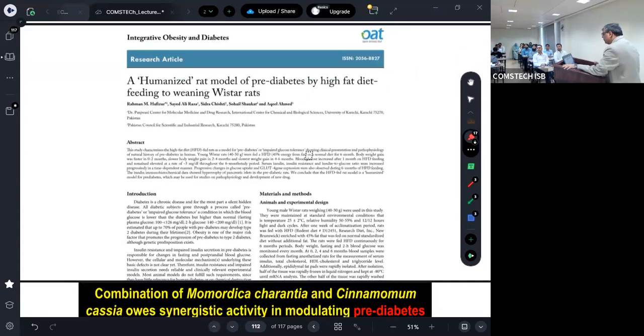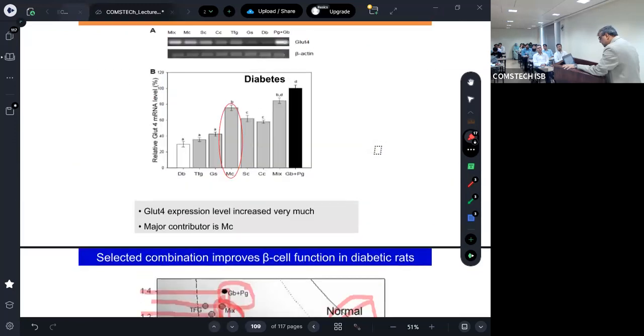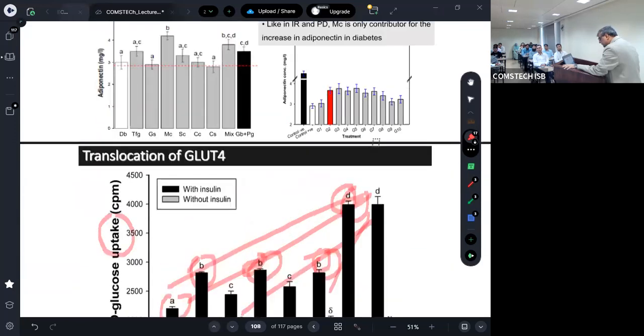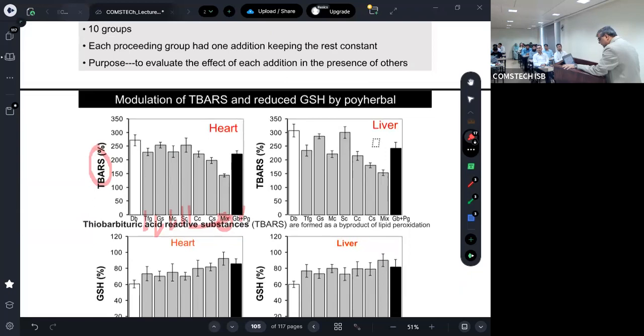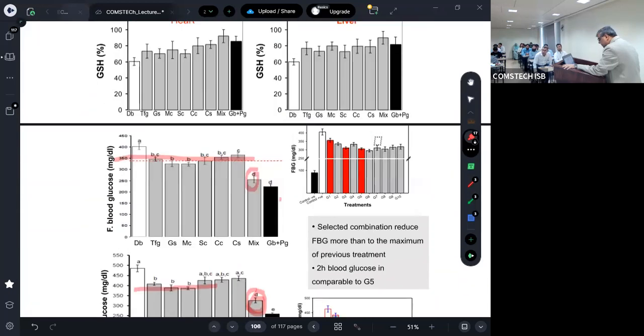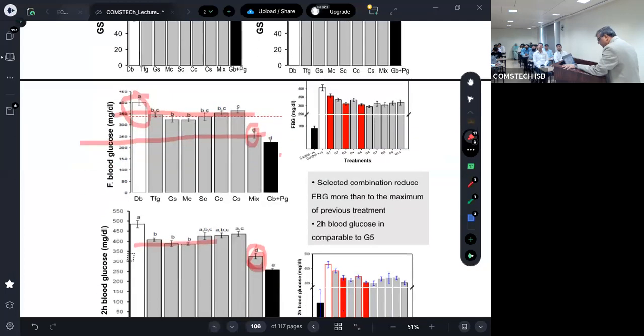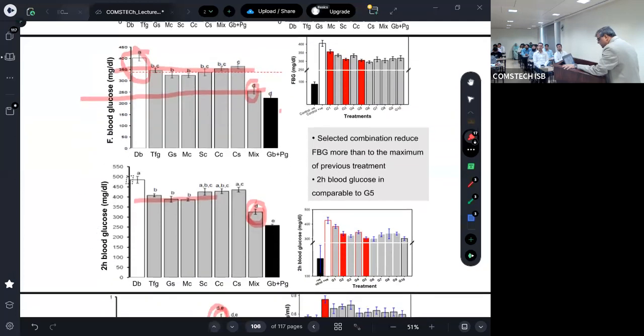Now, one thing is the fasting blood glucose level. You see it is 400 in diabetes, and with the mixture treatment it is 250, right? And the 2-hour blood glucose level is 450, and with the mixture it is 300.